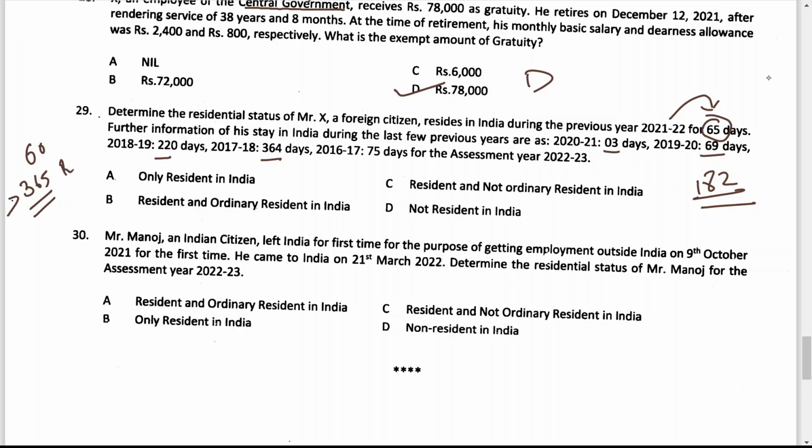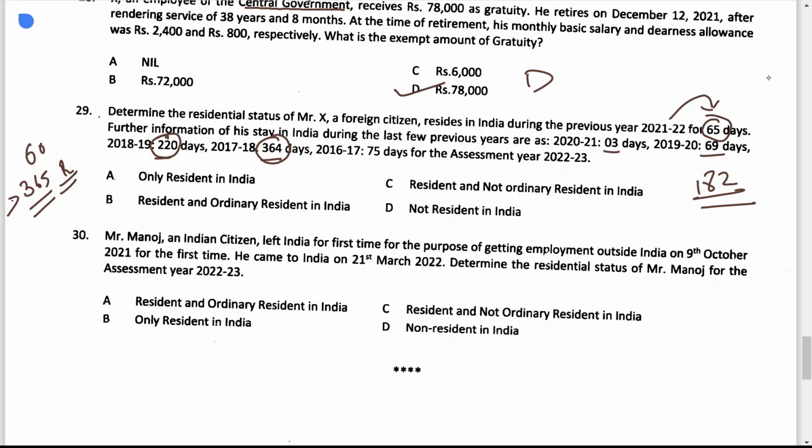Now that means he is a resident. Now you have to check whether ROR or RNOR. So in that case, you have to check additional conditions. So the first additional condition means what? He must be resident in India for at least 2 years out of 10 years. So here directly straight away you can say that in 1819 he is in India for 220 days, and in 1718 he is in India for 365 days. So he is resident in India for 2 years out of 10 years. So that means first additional condition is satisfied.